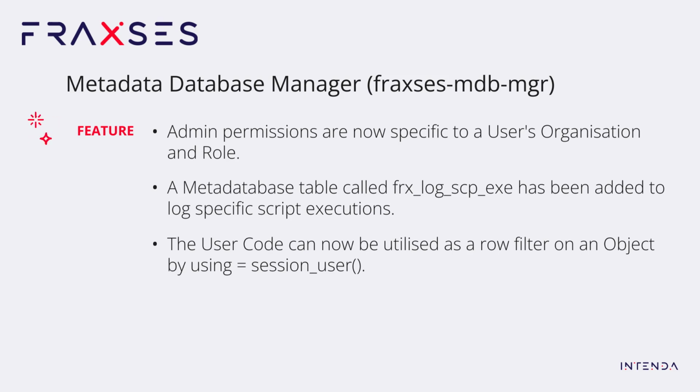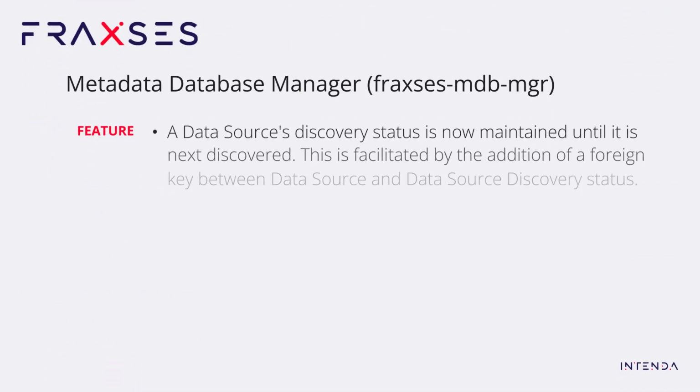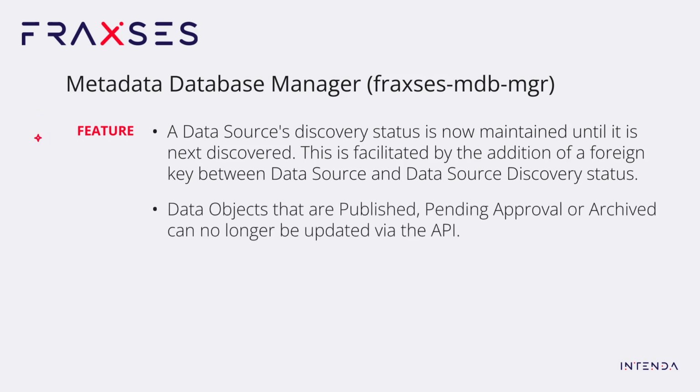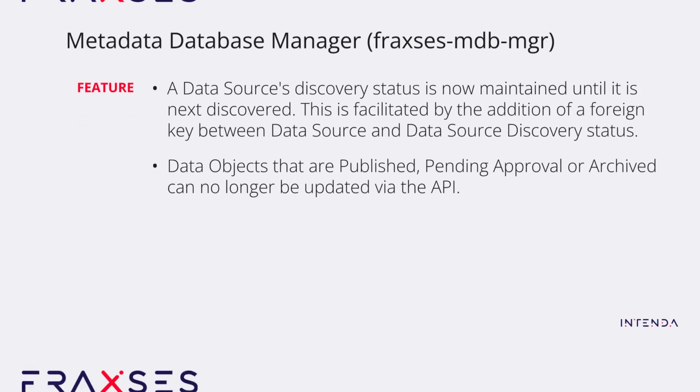Note that this is only implemented when added to the highest level of an object, and is not available as criteria or an object filter. The status of data source discovery is now maintained until the next discovery of the data source. A foreign key has been added between data source and data source discovery status. Data objects with a status of published, pending approval, and archived cannot be updated via the API.